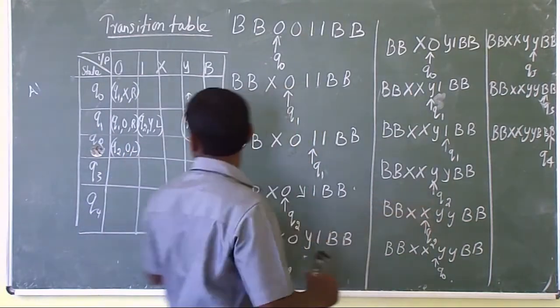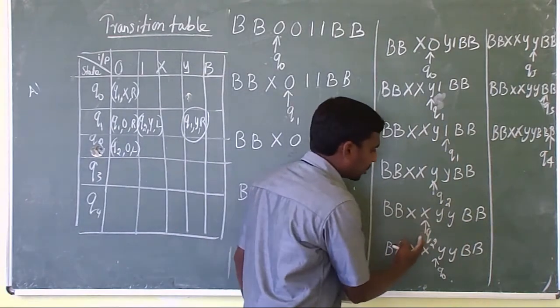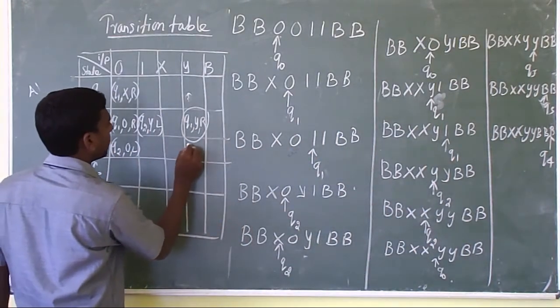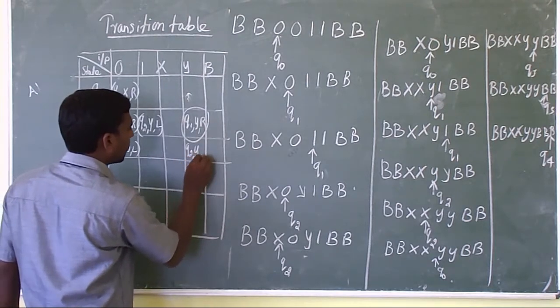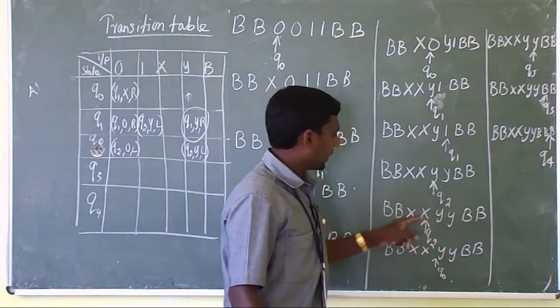So Q2 y already finished. Sorry, Q2 y is not finished. So the state is Q2 and y should be there, left side. So Q2 y. So Q2 comma y comma left. Clear? And now Q2 y and Q2 x.